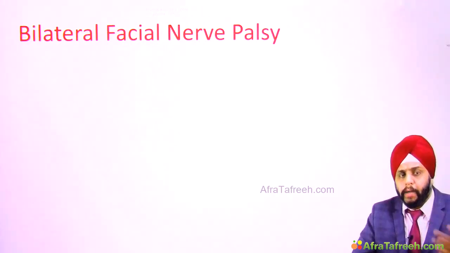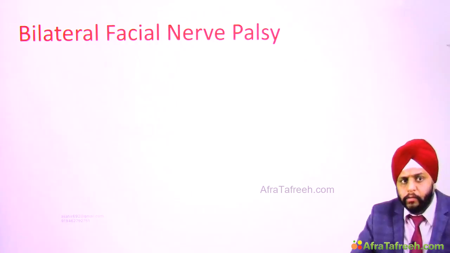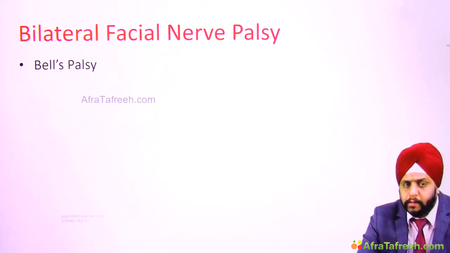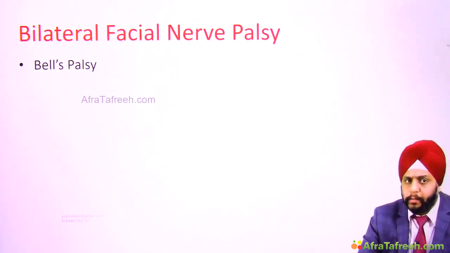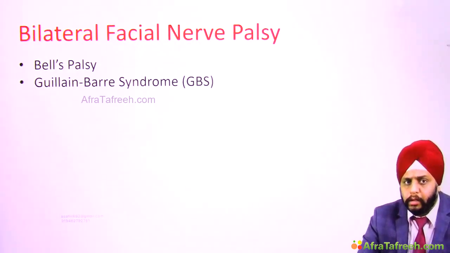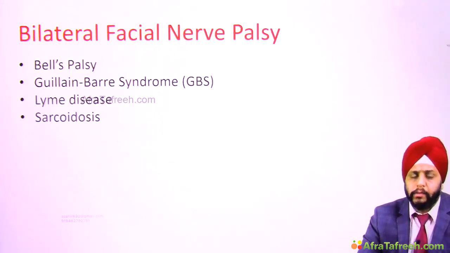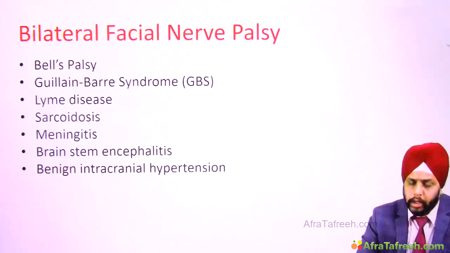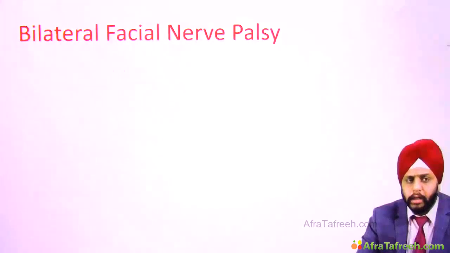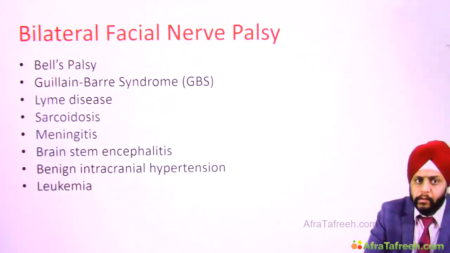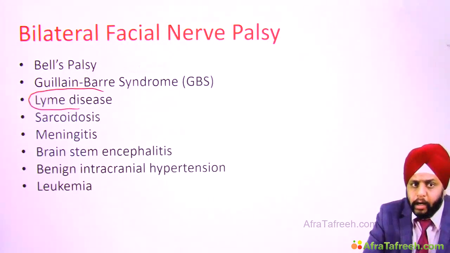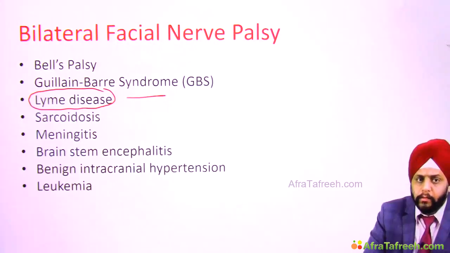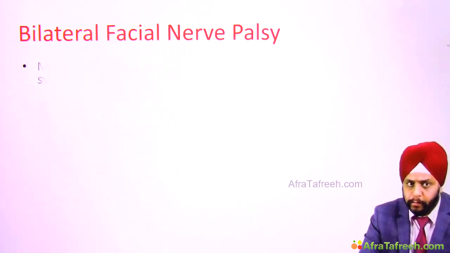Now we come to bilateral facial nerve palsy. Many a time a patient can have bilateral Bell's palsy, so bilateral Bell's palsy is one of the causes. Then the other causes are Guillain-Barré syndrome, Lyme disease, sarcoidosis, meningitis, brainstem encephalitis, intracranial hypertension, leukemia, etc. Remember, Lyme disease is one of the infective causes of bilateral facial nerve palsy, right?